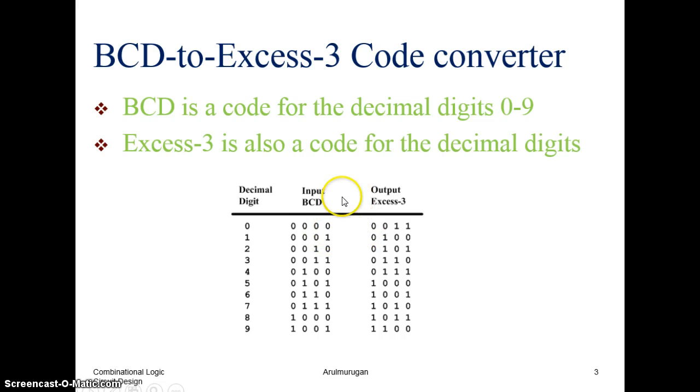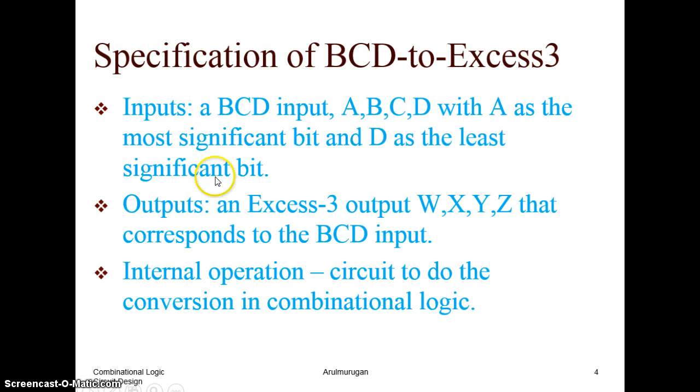Here we are giving input 0, and we are going to get output 3. We are adding 3 to these binary digits. For 0, we get 3. For 1, we get 4. Likewise, for input 9, we get an output of 12.